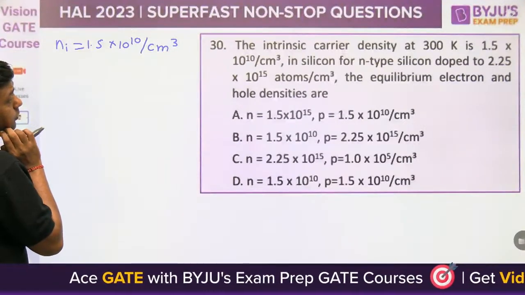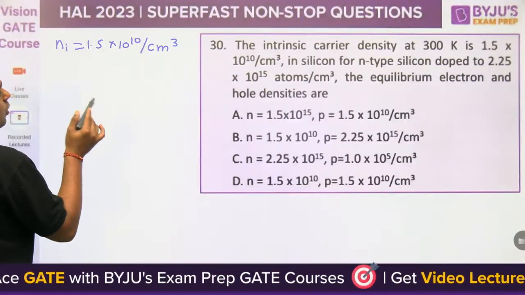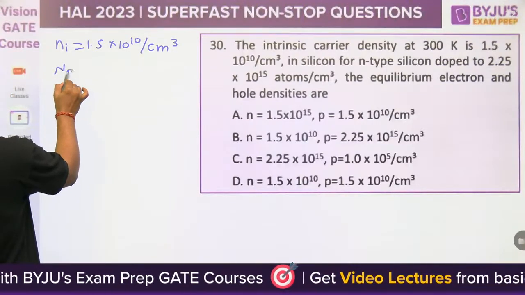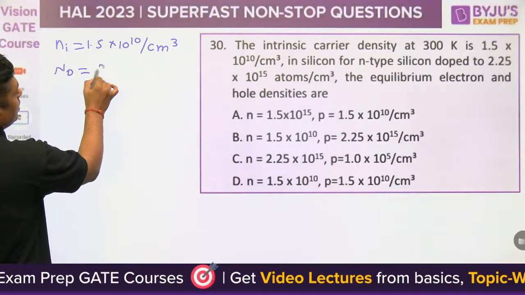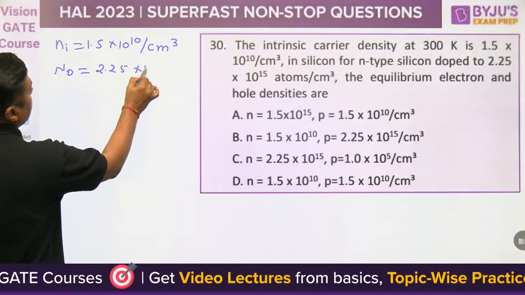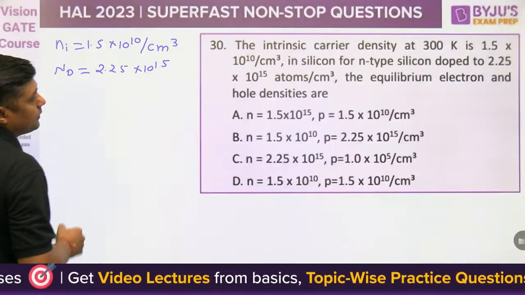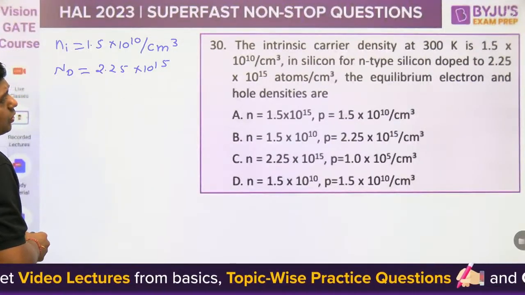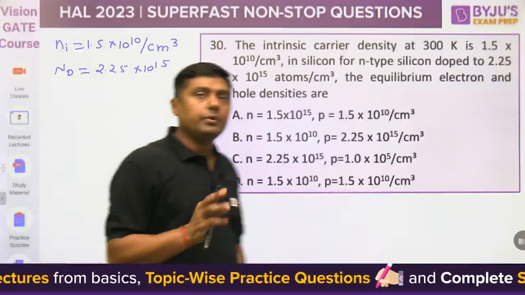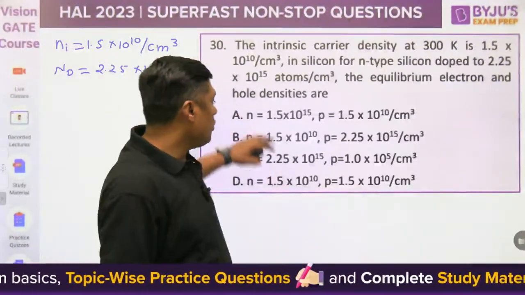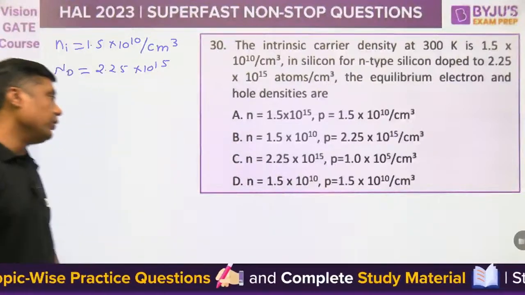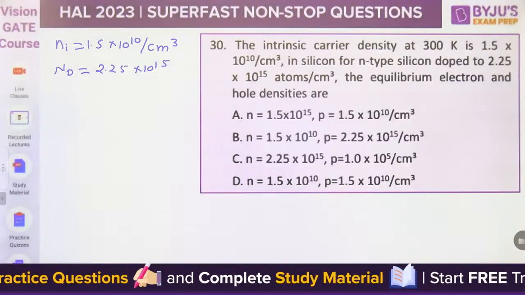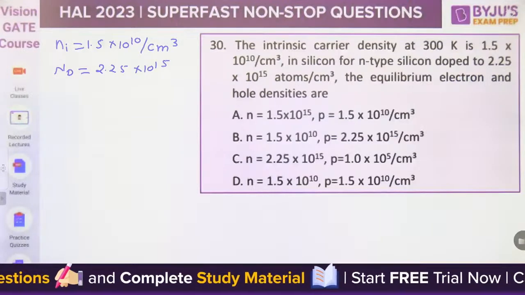For n-type silicon doped with Nd, for n-type we are giving the donor impurity 2.25 into 10 raised to power 15. The equilibrium electron and hole densities under equilibrium condition are what? And give me the name: which theorem or which law are we going to apply?